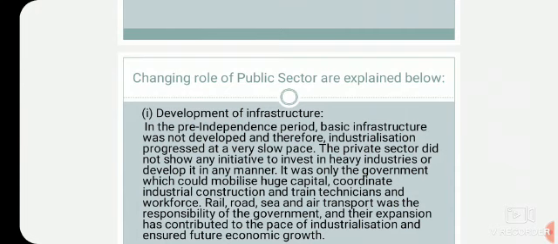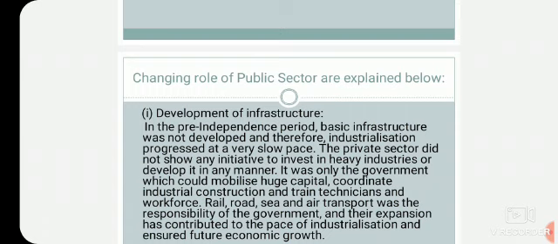First one, development of infrastructure. In the pre-independence period, basic infrastructure was not developed. So, industrialization progressed at a very slow pace. The process of industrialization cannot be sustained without adequate transportation, communication, banking facility, fuel and energy, and basic and heavy industries.